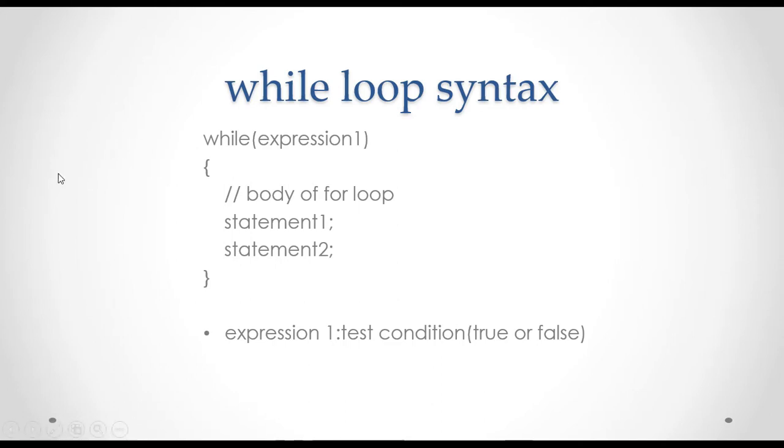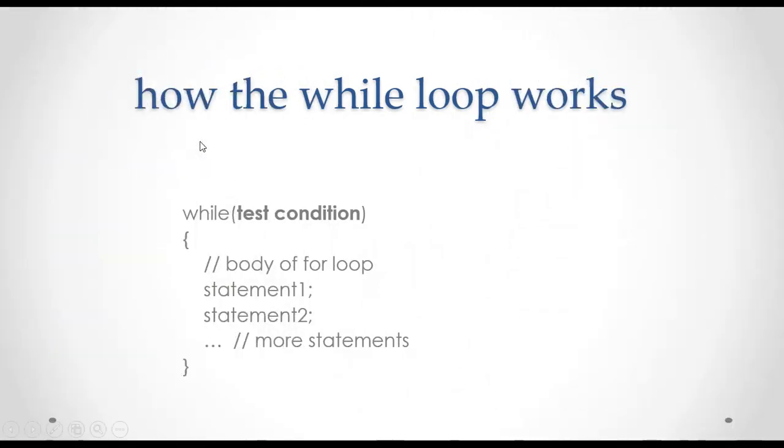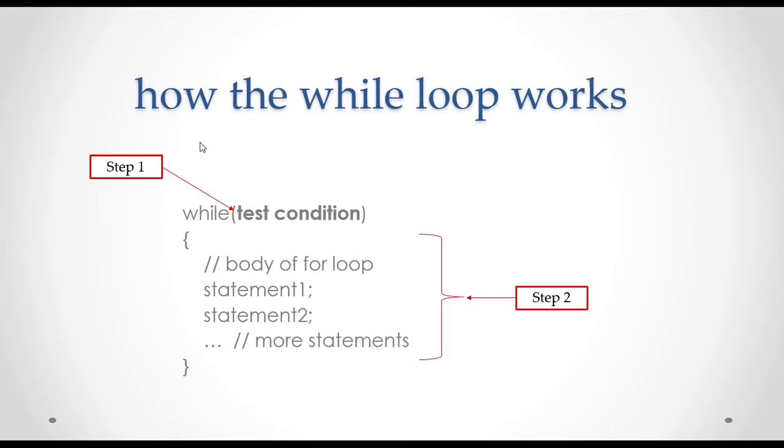How does it work? It works by, first of all, evaluating the test condition as the first step. If the test condition is true, the body of the while loop will go ahead to be executed. And after executing the body of the while loop, the test condition will be evaluated again. And if it is true, the body of the while loop will be run again. And like this, as long as the test condition is true, the body of the while loop will continuously be run. Let us have a look at it in action.